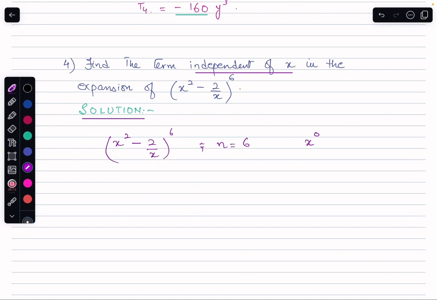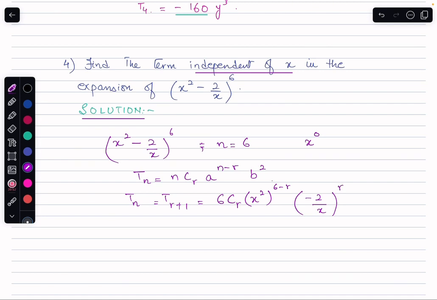So let's again apply the term formula. Instead of solving the entire question, we will be using the term formula, so that Tn shall be equal to nCr a to the power n minus r and b to the power r. We do not know the term, so I'll be writing it as Tn, which shall be equal to Tr plus 1, and this shall be equal to n, which is 6, Cr. A is x square to the power 6 minus r, and then it's going to be negative 2 by x to the power r here.